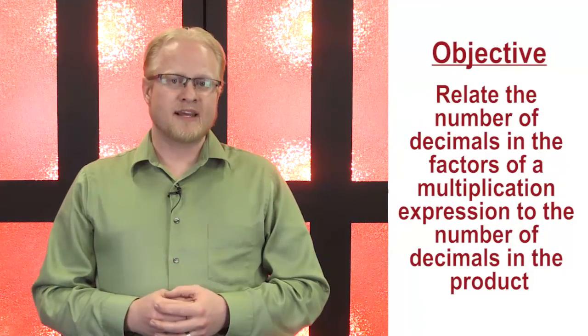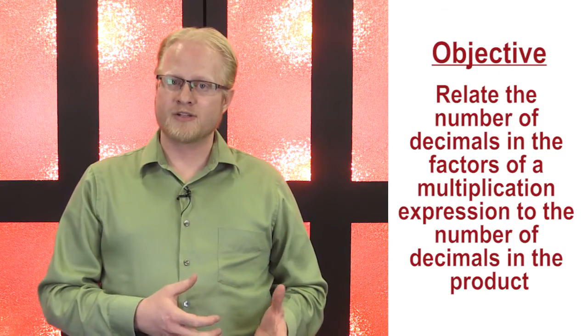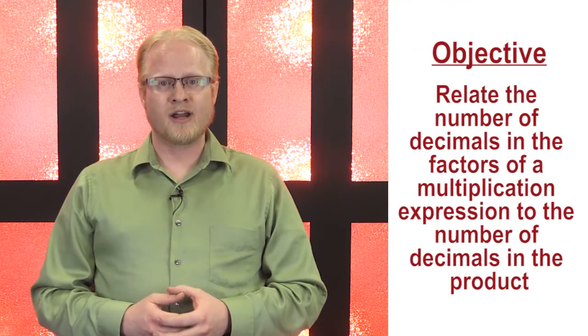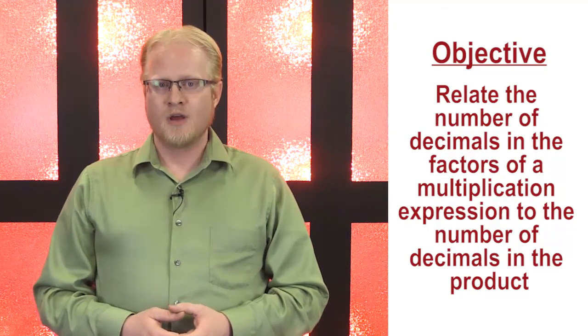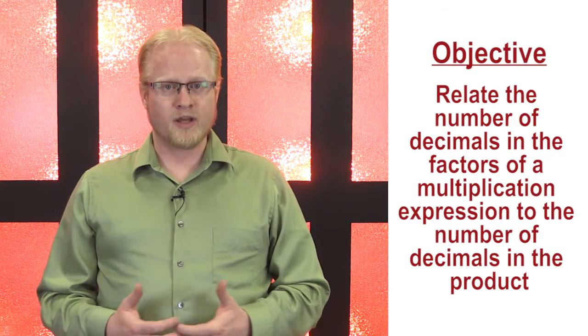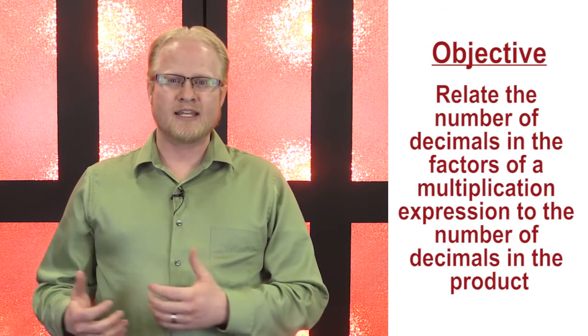The objective of this lesson was to understand the relationship between the number of decimal places in factors and the number of decimal places in the product to aid us in using the standard algorithm to multiply decimals. We met this objective by recognizing that decimals can be multiplied just like whole numbers, and identifying the relationship pattern between decimal factors and decimal products.